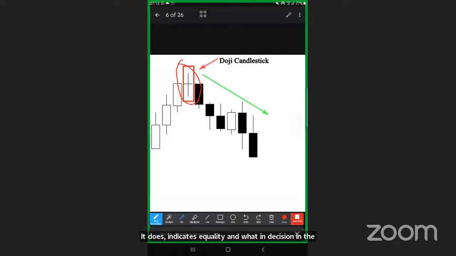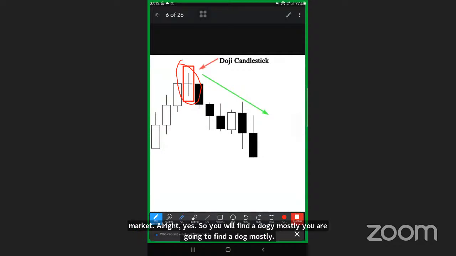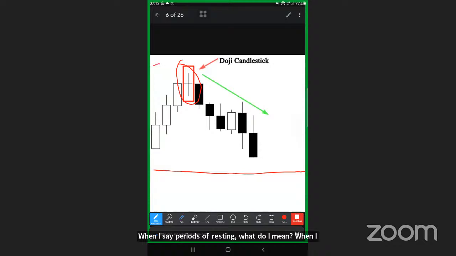So you are going to find a doji mostly during periods of resting. It's either buyers resting or sellers resting. When I say periods of resting, what do I mean? When I draw something like this, the market moved from here, it goes up, it is approaching a resistance level. This area where the market is always resisted, or where the market reacts when it comes to it, that is an area of resting.